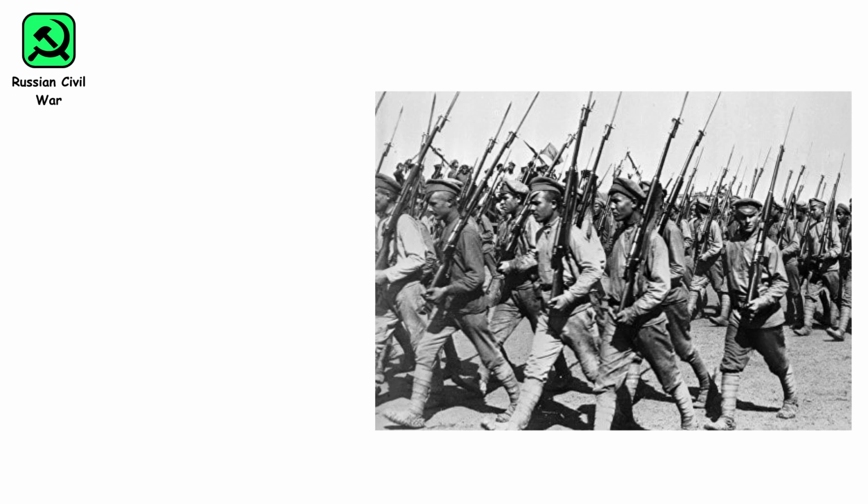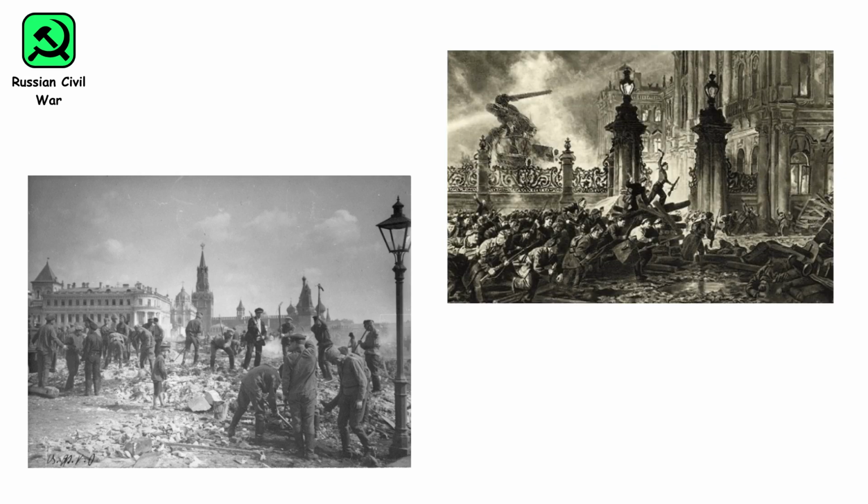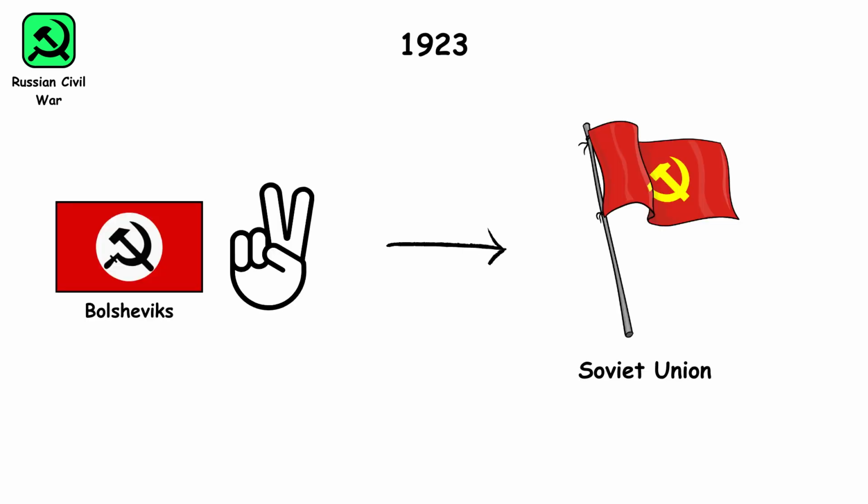Despite early victories, the White Army's disunity and logistical problems led to their defeat. The war saw widespread devastation, mass casualties, and significant political repression. By 1923, the Bolsheviks had secured victory, establishing the Soviet Union.